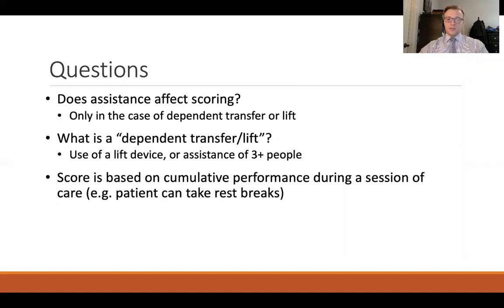Questions that often come up about this scale include, does assistance affect scoring? And the answer is only in the case of a dependent transfer or lift. A dependent transfer or lift would be defined as the use of a lift device or requiring the assistance of 3 or more people. And finally, score is based on the cumulative performance during a session of care. That means the patient can take rest breaks while they're walking or standing, for example.